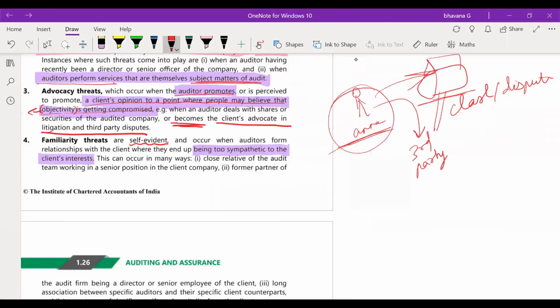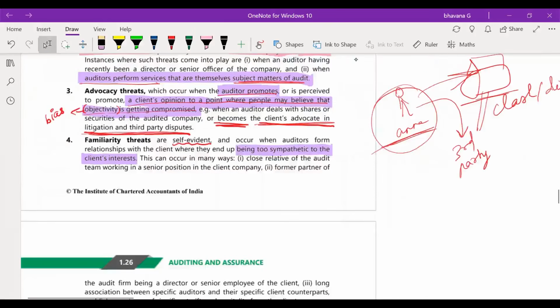So here what they try to tell you is the auditor promotes a client's opinion to a point where people believe that objectivity is getting compromised. That means he becomes the client's advocate in a litigation or third-party disputes. That is not the work of an auditor, right? Your work is to go and examine the financial statements. You just do that. When you're doing things like this, it tells us that there is some kind of independence which is affected here. You are not independent here. Okay. So this might be one kind of threat.